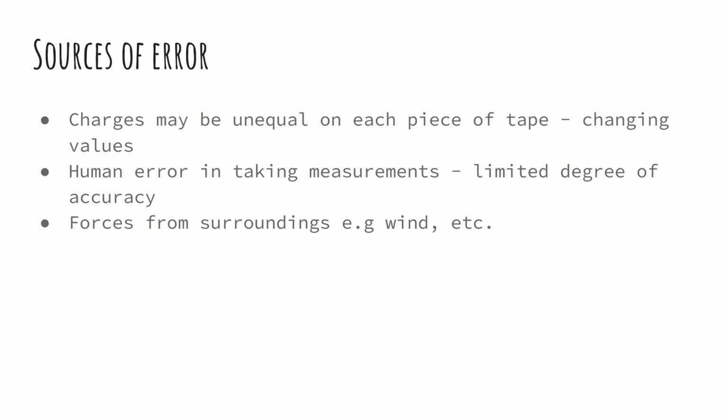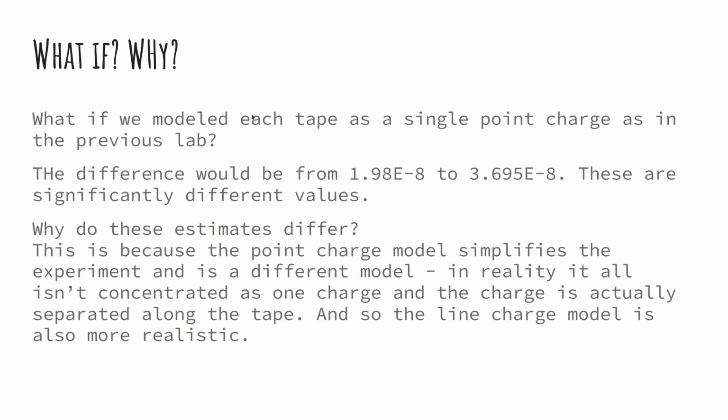These are all sources of error for the actual experiment that we did, but also for the data that we put into our computational model, right? So taking measurements wrong or the charges being unequal sort of factors into our computational model being inaccurate to real life as well.